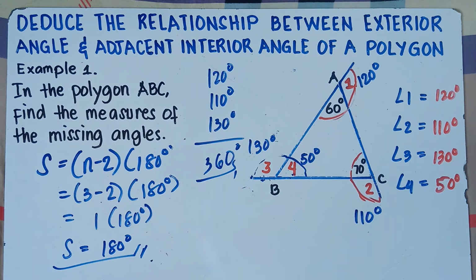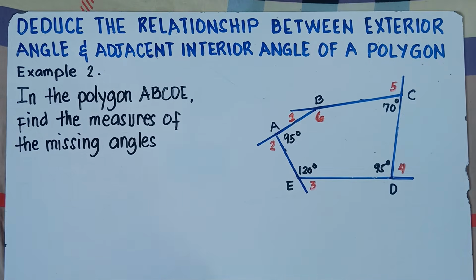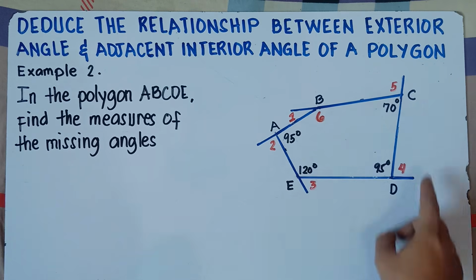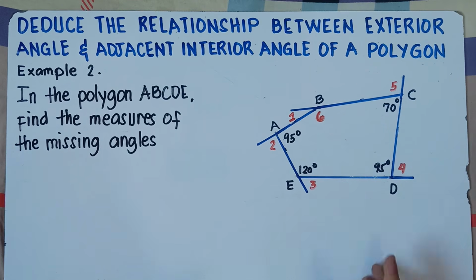Let's try another example, class, for you to really understand this one. Let's have example number 2, class. Alright, so let's proceed now in example number 2. In the polygon ABCDE, find the measures of the missing angles. So we have given polygon ABCDE. So this is a pentagon, a polygon with 5 sides.